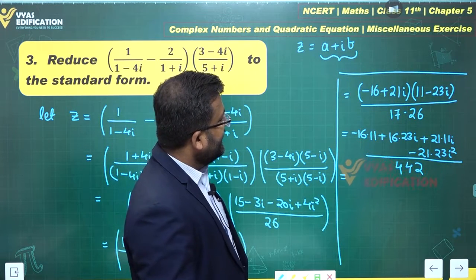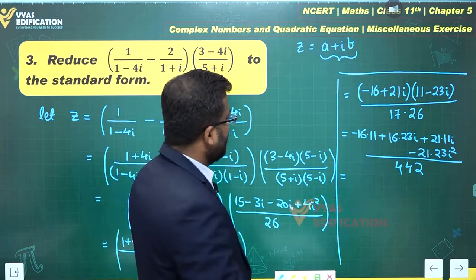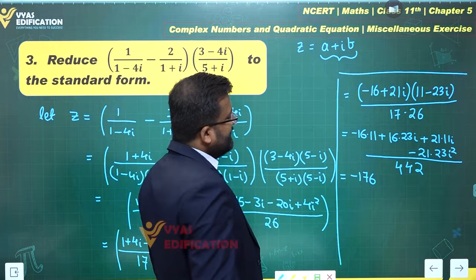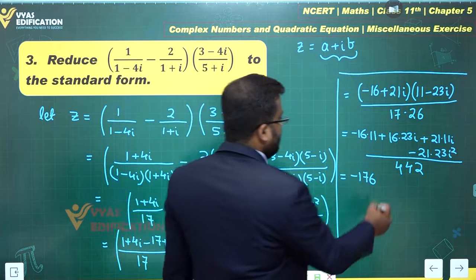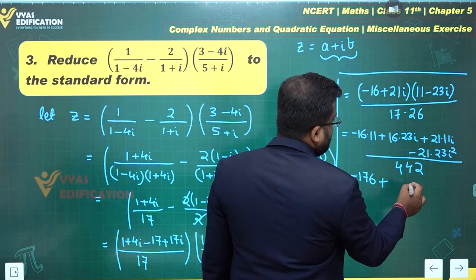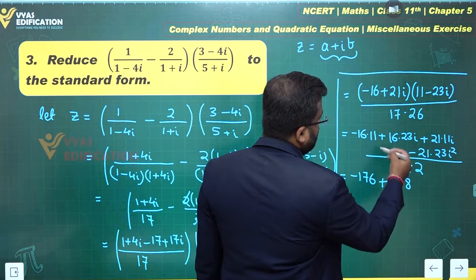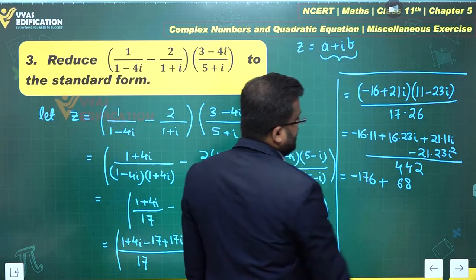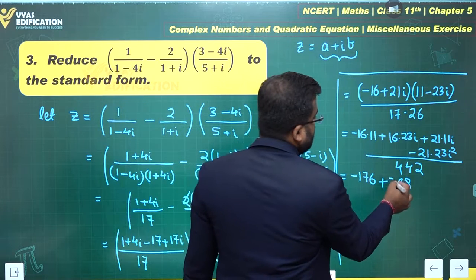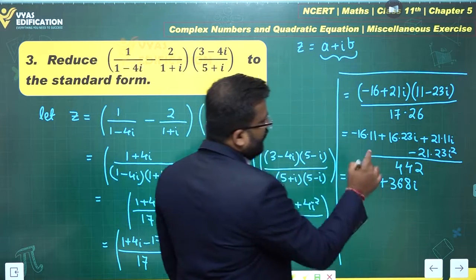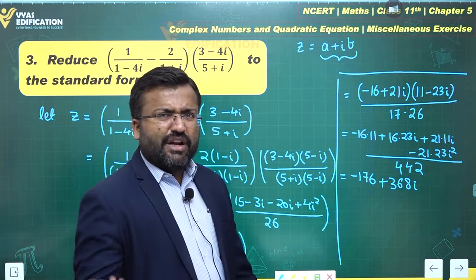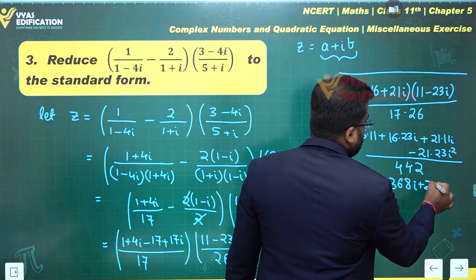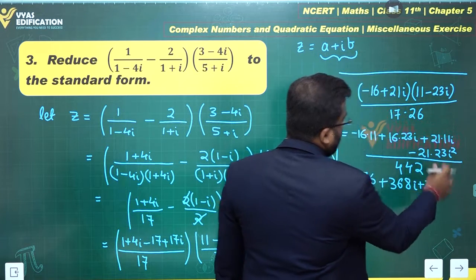Let's multiply 16 into 11. Now this is simple, 176. This is minus 176. What about 16 times 23? Let's multiply it once again. 3 into 6 is 18, 1 carry. 3 ones are 3, plus 1, that is 4, and 2 sixes are 12, 16. And then 1 carry. This is 368i. What else? 21 times 11 is again simple. This is 231, so 231i.